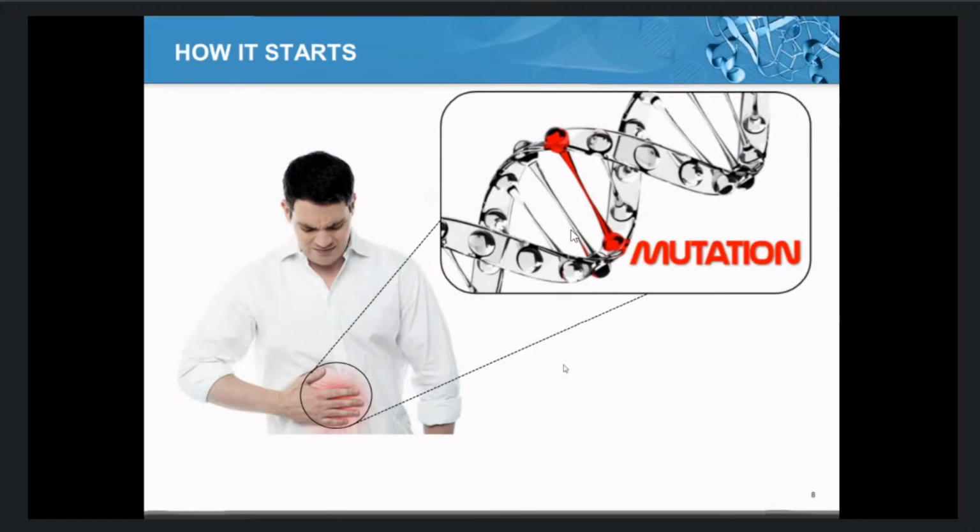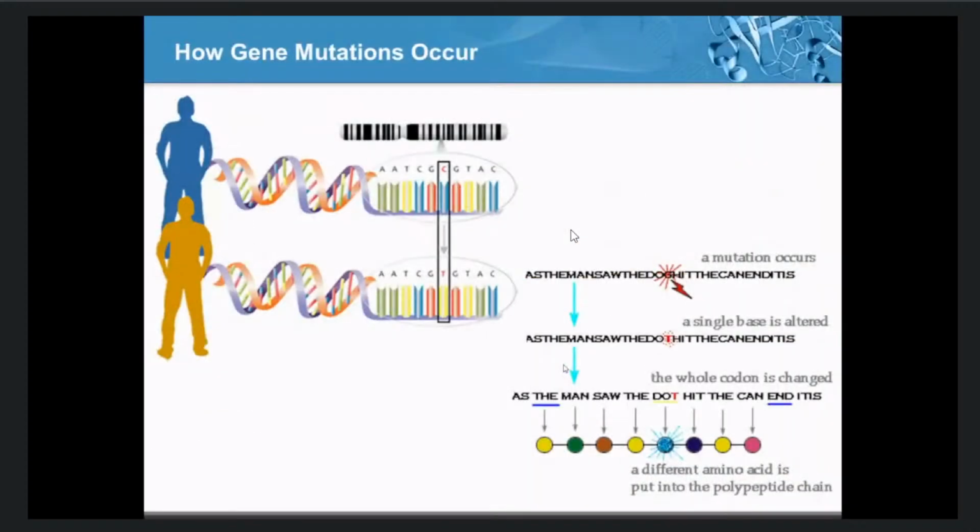So how does gene mutation occur? For example, if there are two people, you can see here. Is it visible? No. Okay, let me make it this way. So this is a chromosome, right? Any one chromosome you can take. If you talk about the gene, you can see there is one.